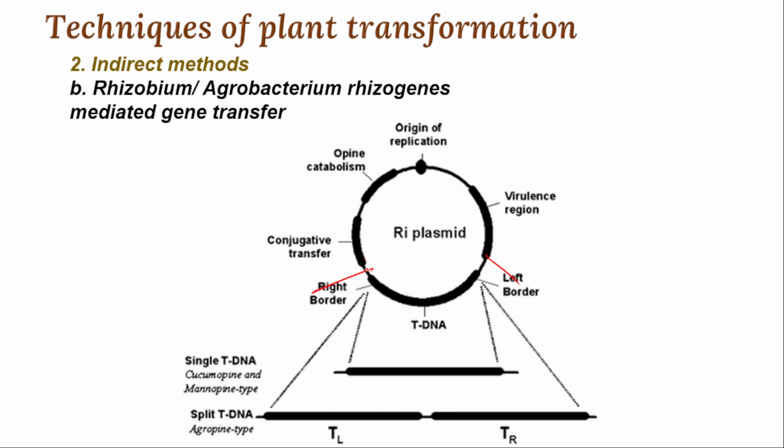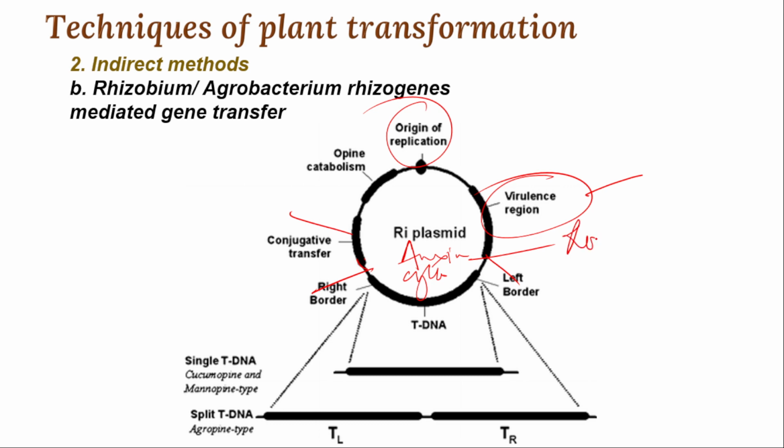In between the right border and left border, it contains the origin of replication. It contains the virulence region that causes the virulence effect, and it also contains opine catabolism genes, and some hormone genes, auxin and cytokinin genes, that help in the formation of roots. That is why it is called root inducing plasmid. It contains the hormones that will be secreted vigorously and form more root hairs.